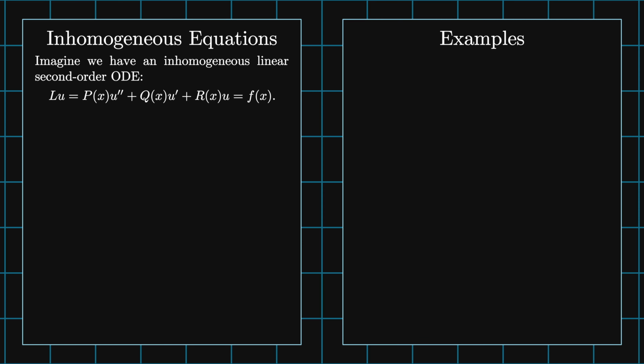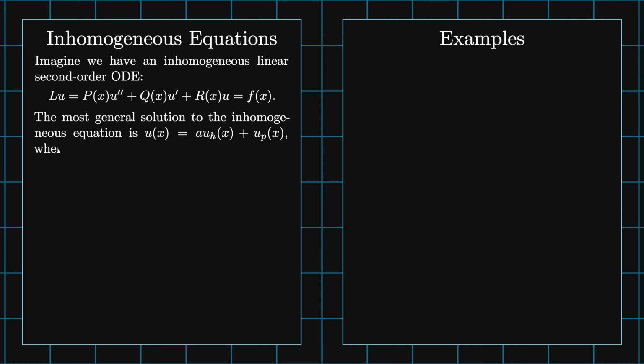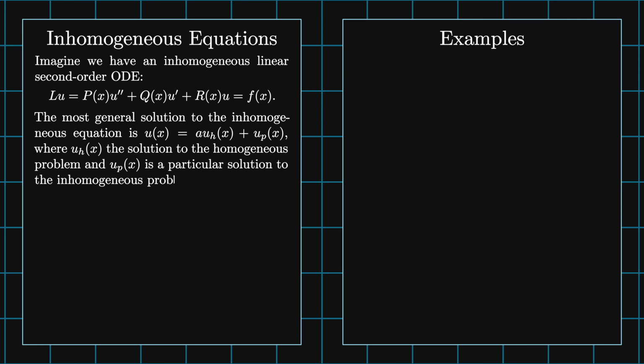Because this is a linear equation, superposition holds for all solutions to the homogeneous equation, L of u_h equals 0. The most general solution to the inhomogeneous equation is u of x equals a u_h of x plus u_p of x, where u_h of x is the solution to the homogeneous problem, and u_p of x is a particular solution to the inhomogeneous problem.